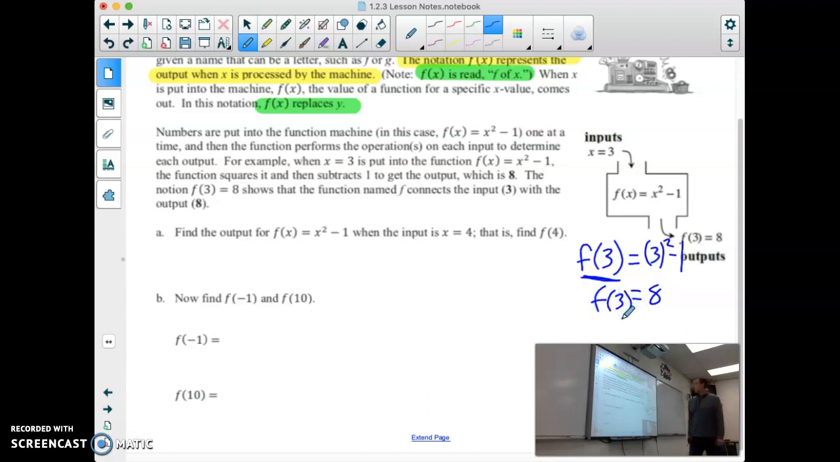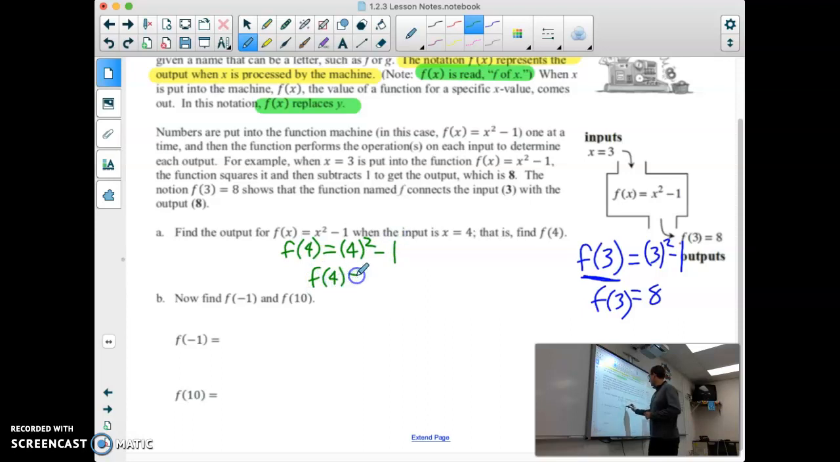So for the output of f of x equals x squared minus 1, when the input is 4, find f of 4. So again, we're going to do the same thing like we just did here. We have f of 4 is equal to 4 squared minus 1. So f of 4 is equal to 16 minus 1, which is going to be equal to 15.